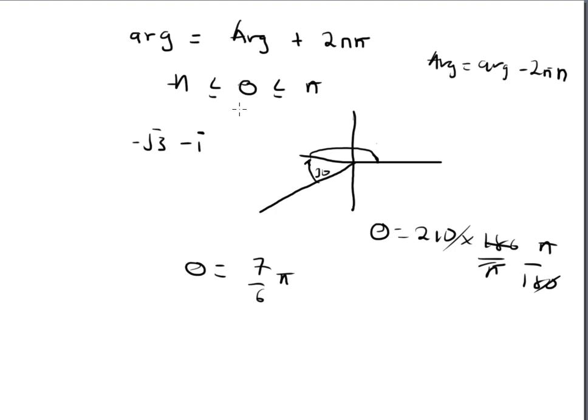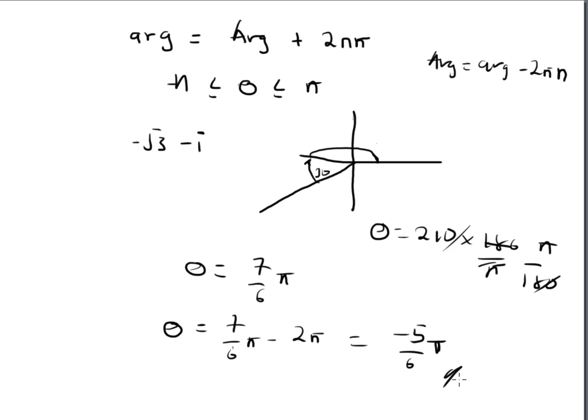Okay, so now this doesn't fall in this interval, so we are going to subtract multiples of 2 pi from it. So 7 on 6 pi minus 2 pi, and this gives us negative 5 on 6 pi. So this is the actual answer that we should get when we do that subtraction.